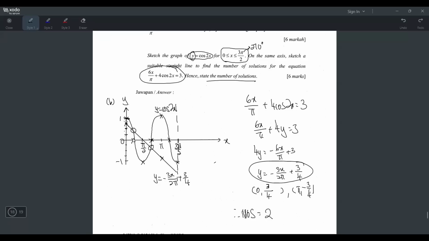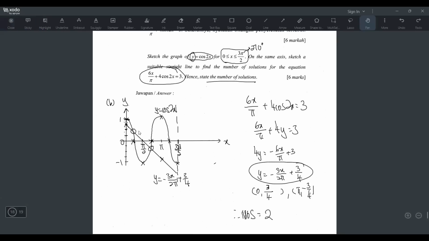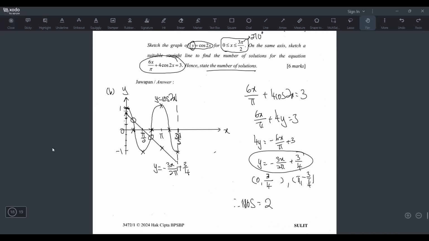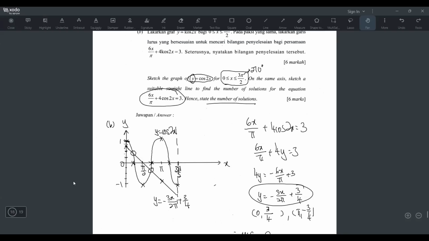You don't have to find out the coordinate. You don't have to write down the coordinate for the intersection point, because they never ask you to find the solution. They just want the number of solutions only. Just the number of solutions. So what is the number of solutions? Only two. It means they don't ask you to find the solutions. They only ask for the number of solutions. So the number of solutions is 2. Okay. So this is how I would do it.